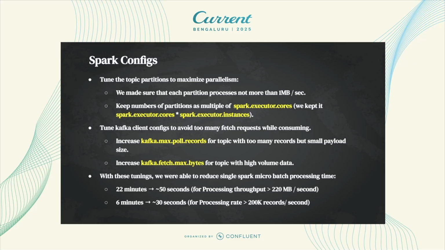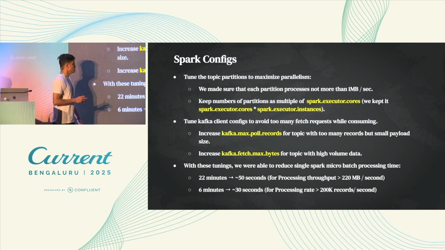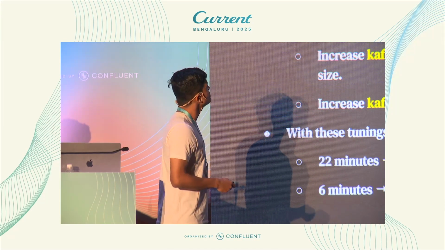First is to maximize the parallelism. We tuned the partitions and we made sure that each partition does not process more than 1 Mbps. Your number of partitions should be a multiple of your executor cores. Also, to avoid too many fetch requests, we changed the max poll records and max fetch max bytes depending on the volume of data. As you can see, we were able to decrease the time it took from 22 minutes to, let's say, 50 seconds. So these are all config changes.